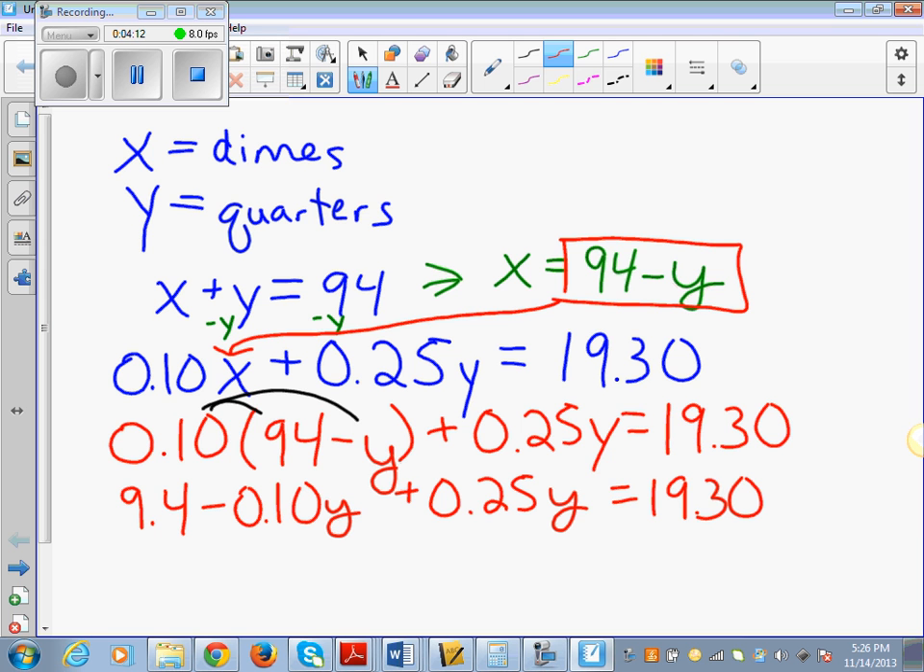Now on our left side, we can combine our like terms. We have negative 0.10y plus 0.25y. And that is going to give us positive 0.15y plus the 9.4 that we still have equals 19.30.